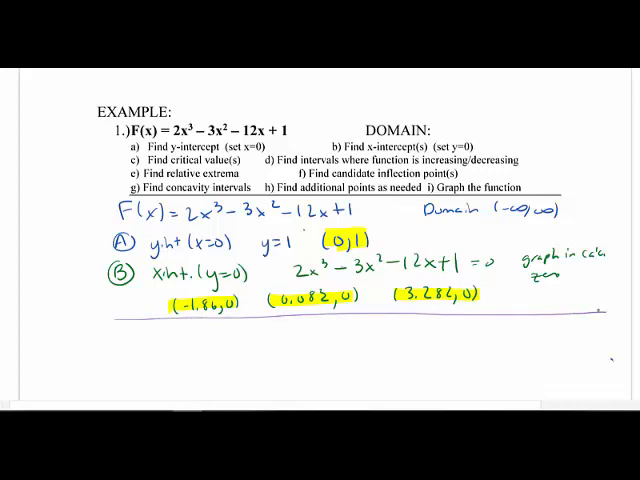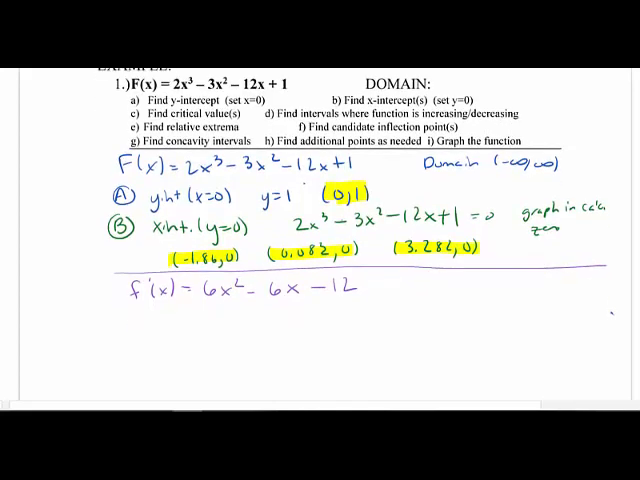Okay. But I'm going to now go to my first derivative. So that should be 6x squared minus 6x minus 12. And so now I'm going to use everything that I need for my first derivative, which would be my critical values, my increasing, decreasing, and my relative extrema. So critical numbers, remember that's where my first derivative is equal to 0 or where it doesn't exist. In this case, that doesn't apply, so set this equal to 0. I get 6x squared minus 6x minus 12 equals 0.